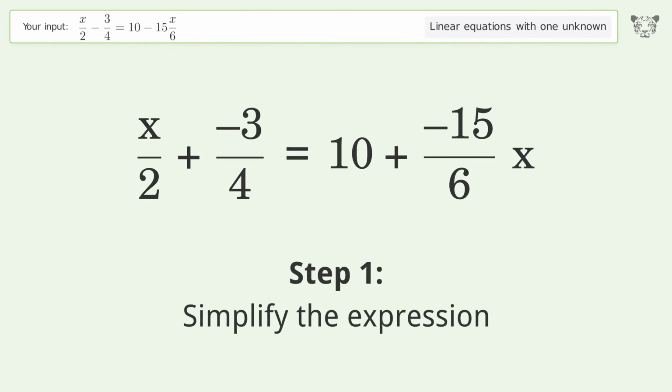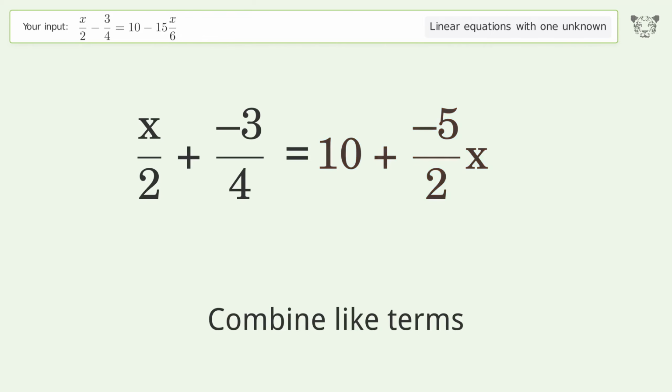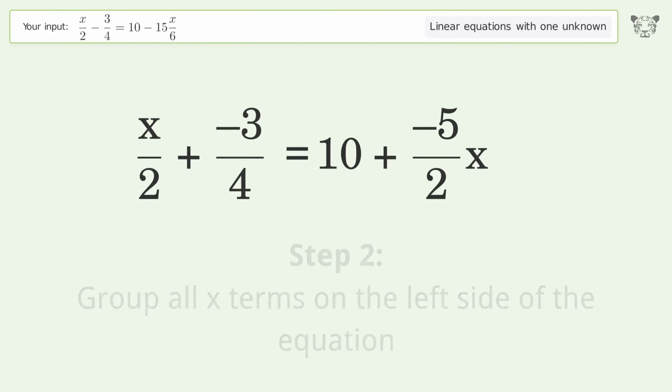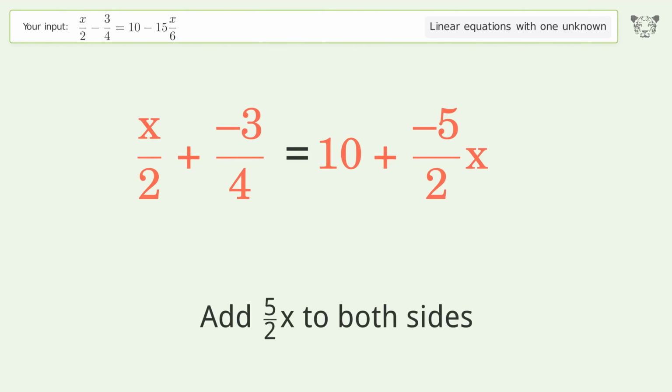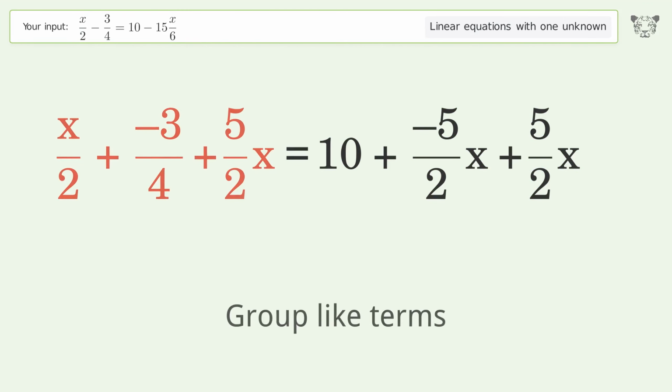Simplify the expression. Combine like terms. Group all x terms on the left side of the equation. Add 5/2x to both sides. Group like terms.